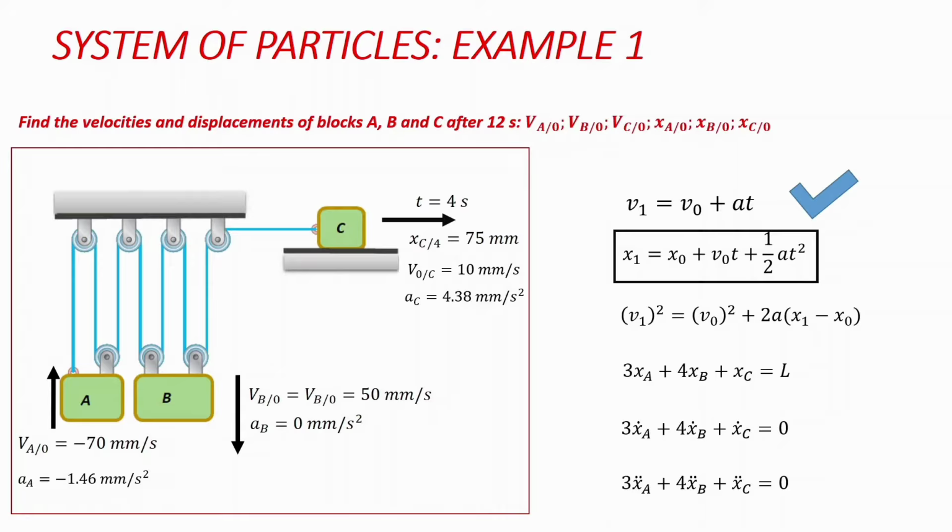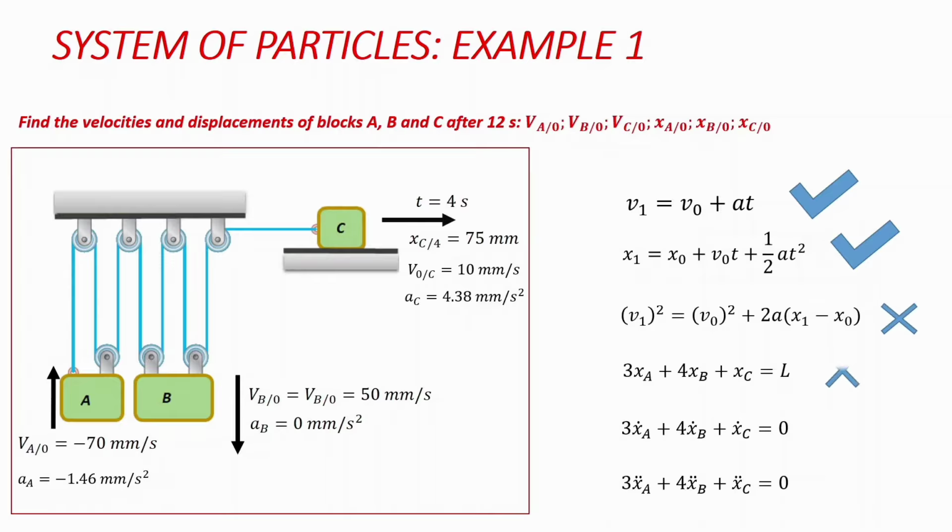If we look at this second equation, x1 is equal to x0 plus v0 t plus half a t squared, we discover that for the different particles we have their initial velocities, we have the time. They said we have to estimate these values for when time is 12 seconds. We have accelerations for every one of them, and we have their time. Now, because we have initial velocity, the acceleration, and time, this particular equation can be useful to find the displacement of all of the particles.